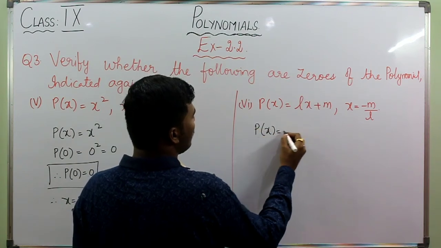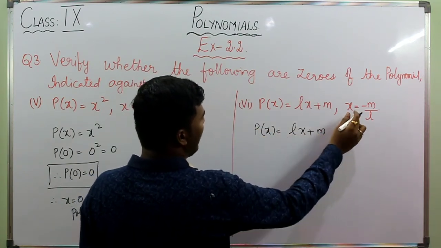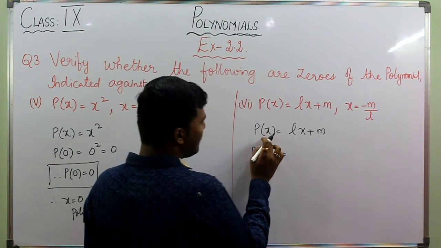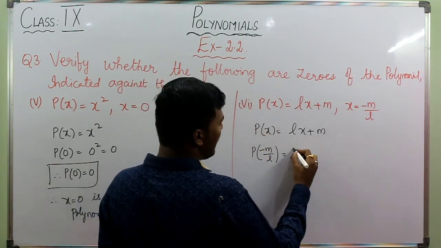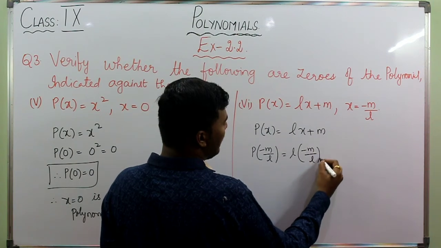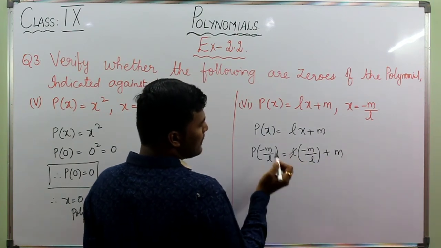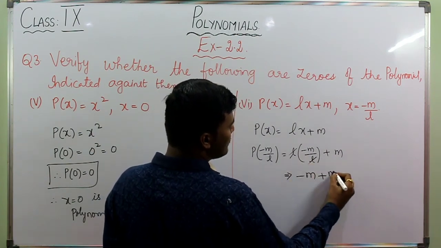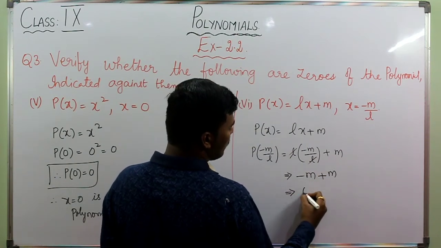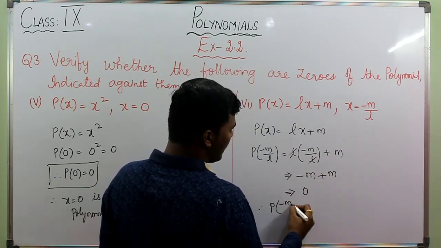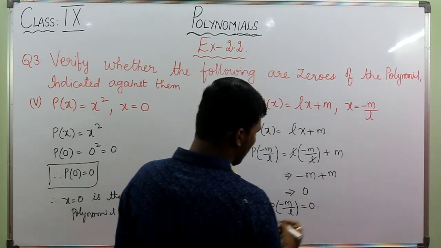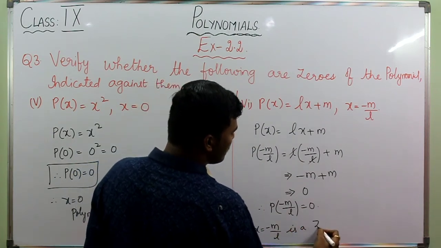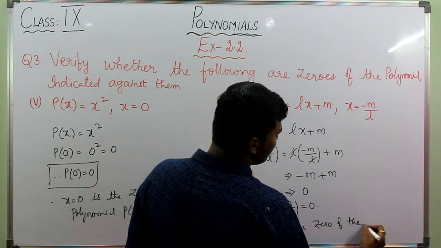Okay, the next bit, that is P of x is equals to Lx plus m. Here we have in terms of alphabets, that is Lx plus m, and x is also in terms of alphabets, that is minus m by L. So I am replacing carefully the value of x with minus m by L, plus m. See here, L is in the numerator, L is in the denominator, I can cancel them. I am left with minus m plus m. Minus m and plus m will become 0. So therefore P of minus m by L is equals to 0. So therefore I can say that x is equals to minus m by L is a 0 of the polynomial P of x.